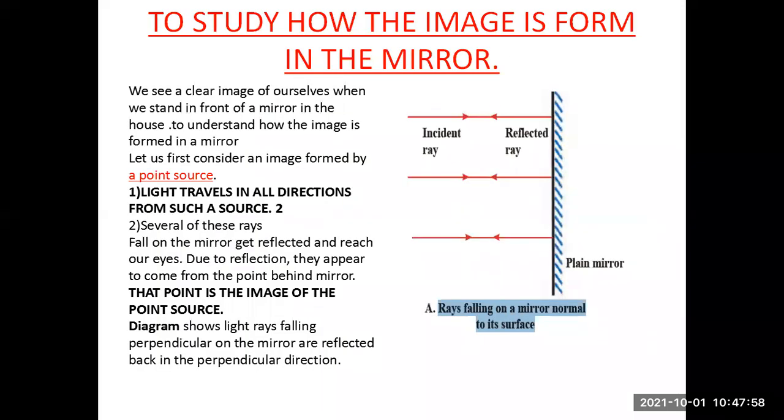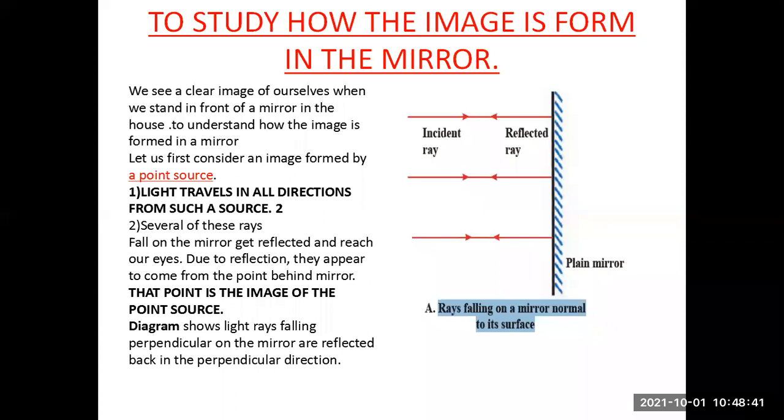Now, how did we study the formation of an image in a plane mirror? A plane mirror is there. Rays are falling on the mirror, normal to its surface. It is the incident ray which falls on the plane mirror, and the ray which is reflected back from the mirror to the atmosphere is called the reflected ray. Now these both are identical. They travel along the same path. You can see one arrow towards the mirror and one arrow from the mirror. Both are on the same line.